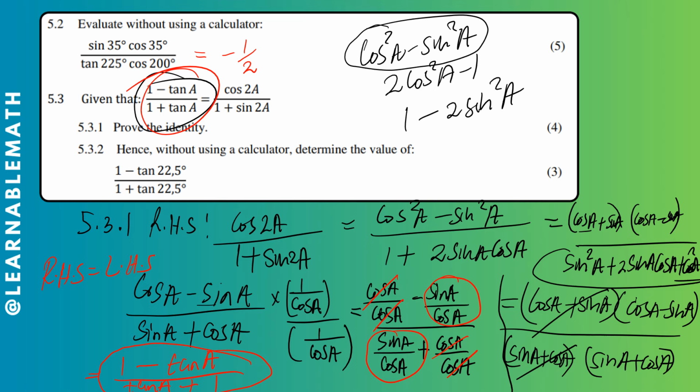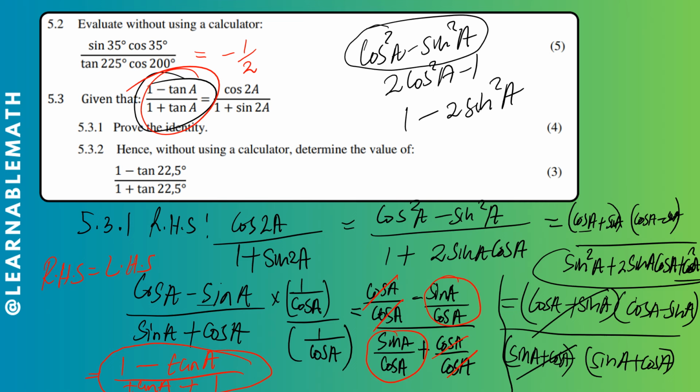I hope you find that helpful. Let's go to 5.3.2. It says hence, without using a calculator, determine the value of this. Guys, these questions are connected. When they say hence, they are saying the answer to the previous question should give you a hint to solve this one, right?